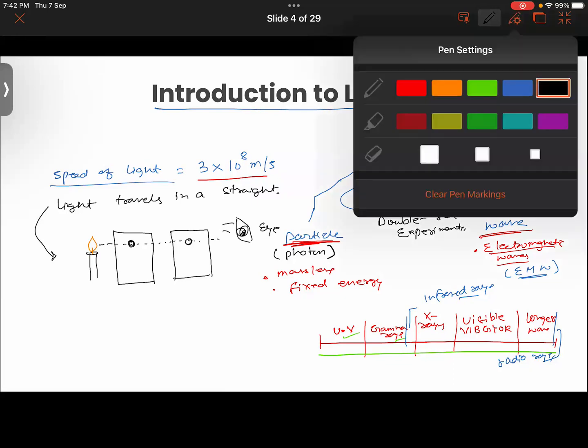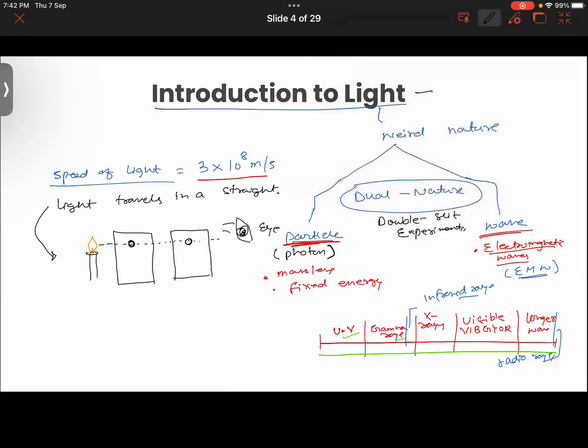Okay, Ahmed. But what if I place another cardboard here, and the hole has been made at a little more height? You won't be able to see the flame from this hole. Why? Because light is traveling in a straight direction. Getting it, Ahmed? Yes. The light coming from this flame is traveling in a straight direction, so it is coming in this way. It is not coming in this way. Getting it now? That actually proves that light travels in a straight line. Is that clear? Yes, sir, it is.